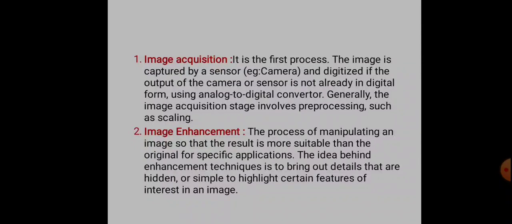The image is captured by a sensor, which is nothing but a camera, and digitized, because when you are getting an image from that sensor, it is in analog form. You have to convert it into a digital form by using a digitizer, which is nothing but an analog to digital converter. It is digitized if the output of the camera or sensor is not already in digital form. If it is not in digital form, you have to convert it to digital form by using an A to D converter. So the image acquisition stage involves pre-processing such as scaling also.